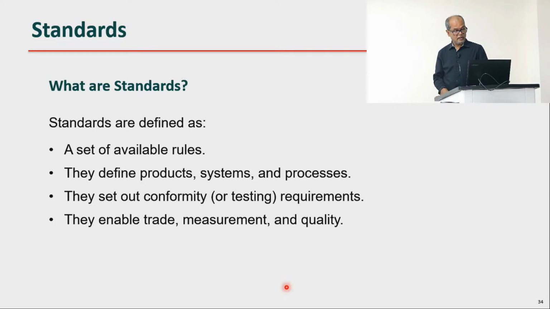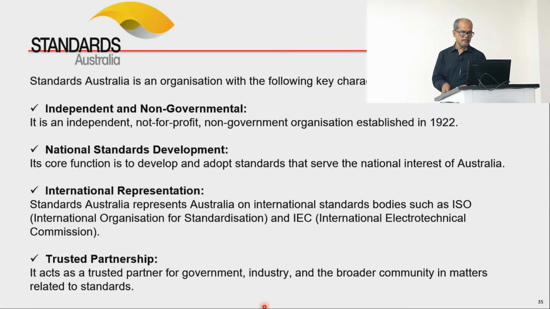Now there are some standards already available, and people are also working on different standards. You might know that standards are defined as a set of available rules. They define products, systems, and processes. They also set out some testing requirements. They also enable trade, measurement, and quality checks as well. So all of this is mentioned in the standard.